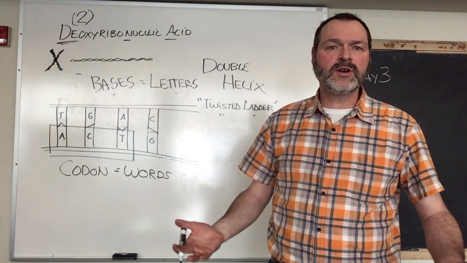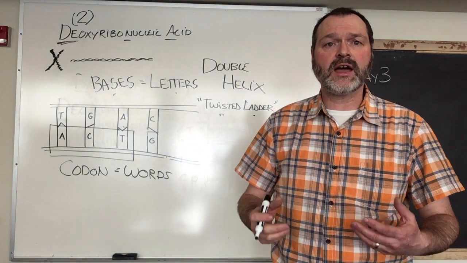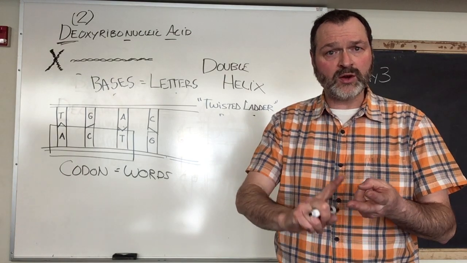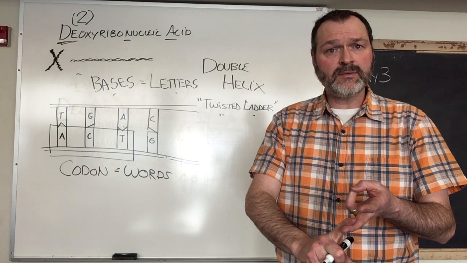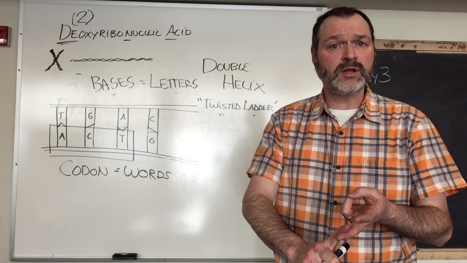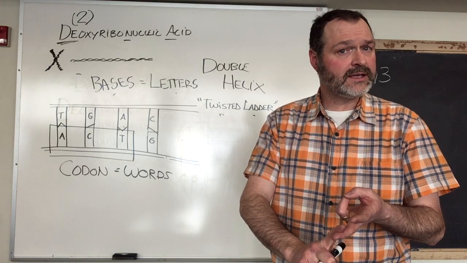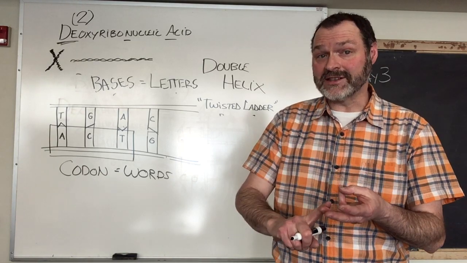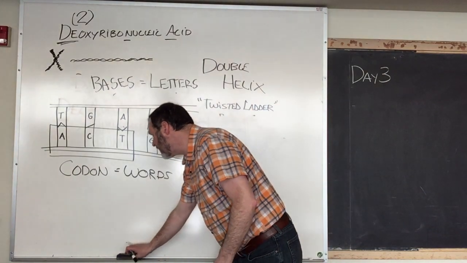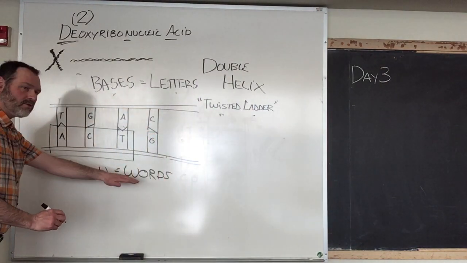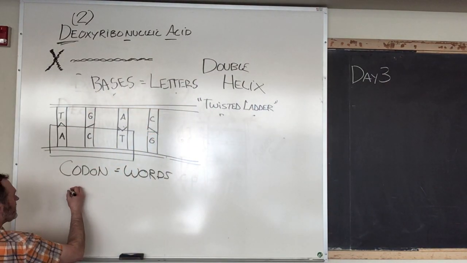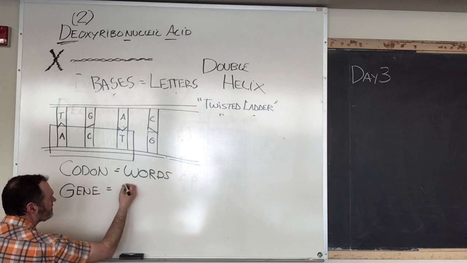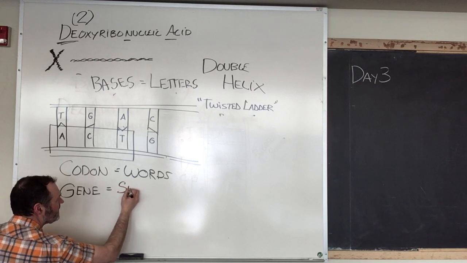Okay, if you were in an English class, what would come next? You'd have the letters, and then the words, and then words go together to make complete ideas. And what would a complete idea be called in English? It'd be called a sentence, right? Okay, so in the language of DNA, if we've got codons or words, then the next thing is what we would call a gene. A gene is a complete idea. It's like a sentence.